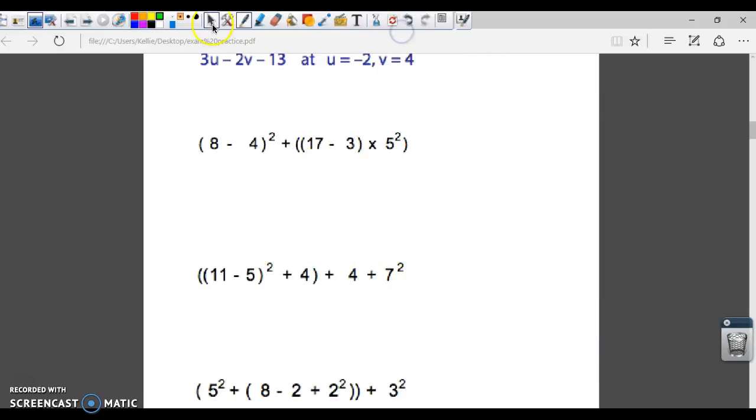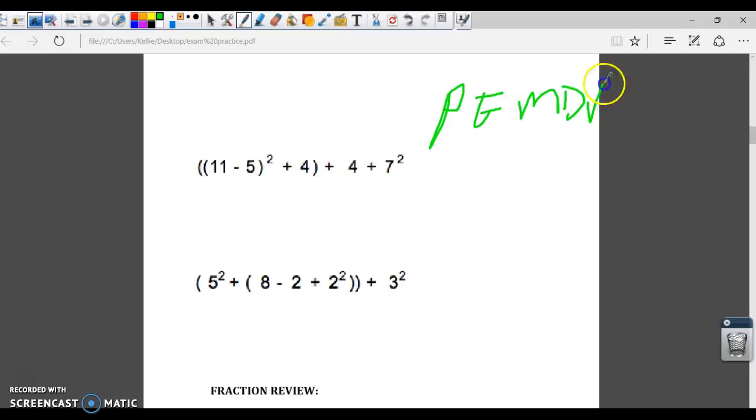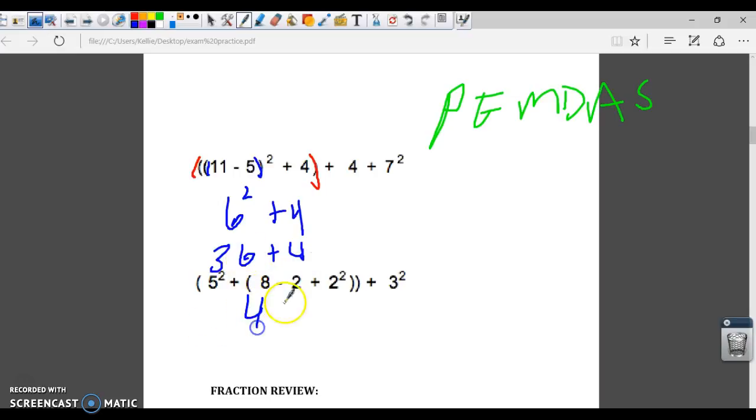So let's try that again with another practice problem here. Okay, here we go. So parentheses first, because remember PEMDAS. All right, so what I have is this set of parentheses, but notice you have this inner set of parentheses. We call these nested parentheses. So we have 11 minus 5: 5, 6, 7, 8, 9, 10, 11. That's 6 squared plus 4. Take care of it. 6 times 6, not 6 times 2. 6 times 6 is 36, plus 4: 36, 37, 38, 39, 40. All that equals 40.